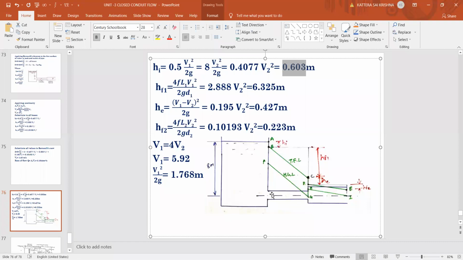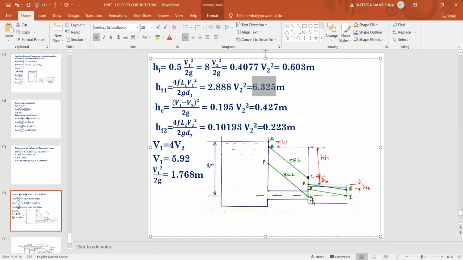Next, after the inlet loss, what is the loss which we can see? We can see the frictional loss. As the length increases, the loss will continuously increase. The frictional loss we got is 6.325. Total height was 8, and in that, the frictional loss was 6.325. Approximately mark a point at C. From B to C, you can draw a straight line because it is only a frictional loss.